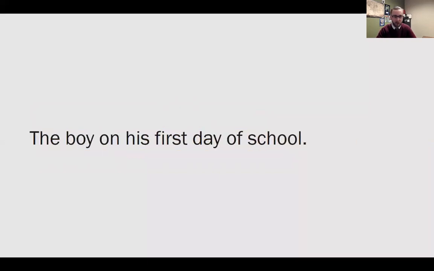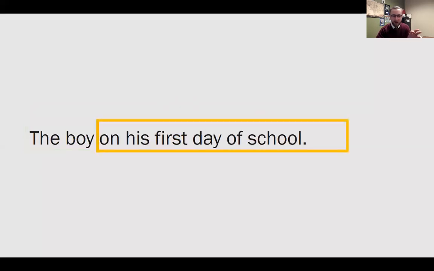One more. The boy on his first day of school. So this is, again, a fragment. We have a subject, the boy. We have, it seems like maybe part of a predicate, on his first day of school, but we don't really have a verb here. We don't have an action that the boy is doing. So even though we could say that it has a predicate, it's not a complete predicate because it doesn't have a verb. It doesn't have an action that's being done. So this is, again, a fragment.